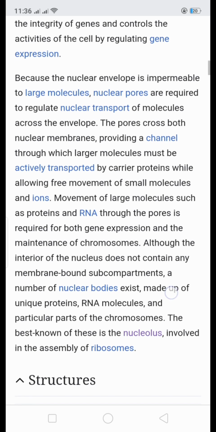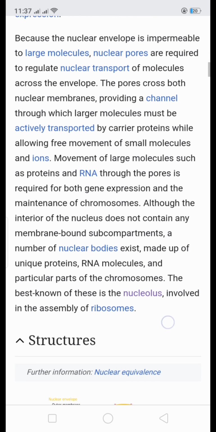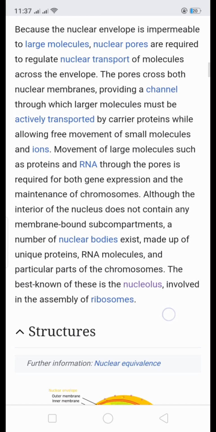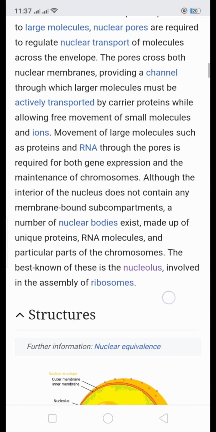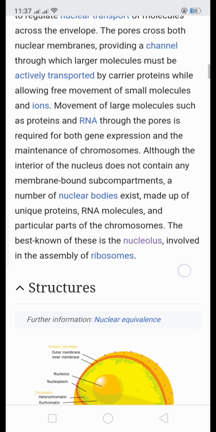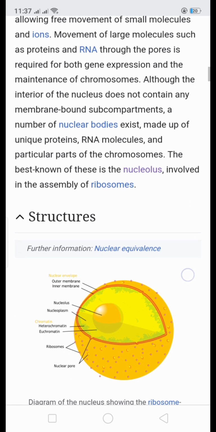maintenance of chromosomes. Although the interior of the nucleus does not contain any membrane-bounded subcompartments, a number of nuclear bodies exist, made up of unique proteins, RNA molecules, and particular parts of the chromosomes. The best known of these is the nucleolus, involved in the assembly of ribosomes.